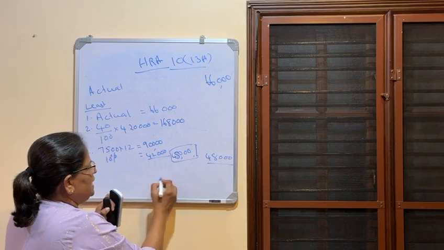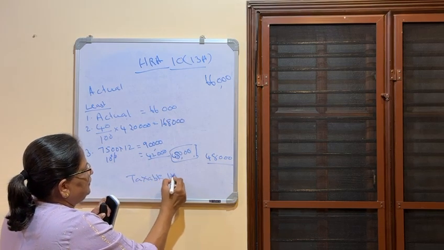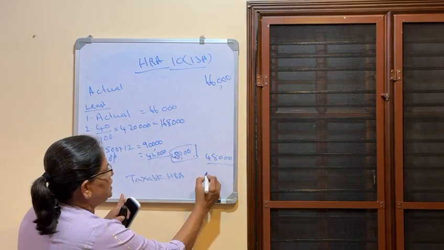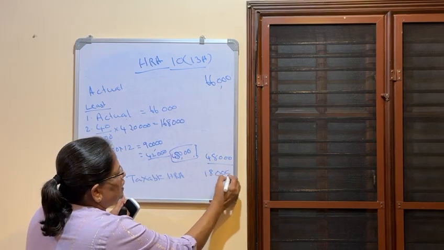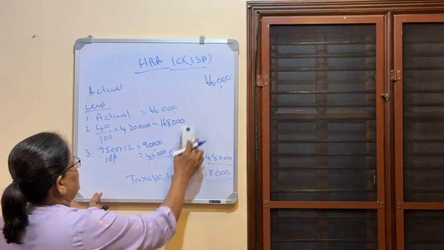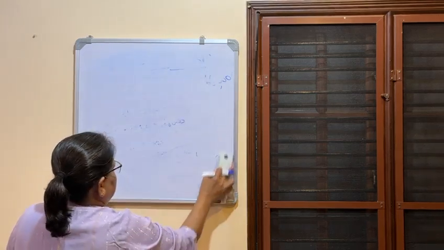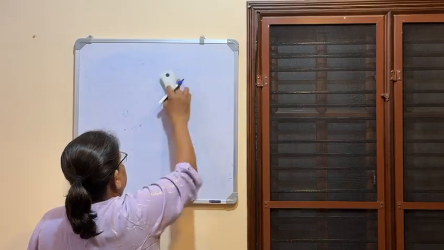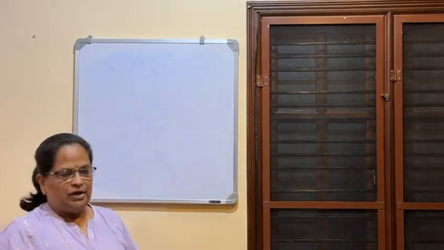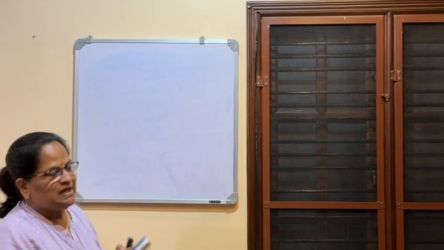So taxable HRA is equal to 66,000 minus 48,000, 18,000. This we have to use for computing taxable salary. Now this problem is worked out as per the old scheme. So here we have to remember computation of salary.